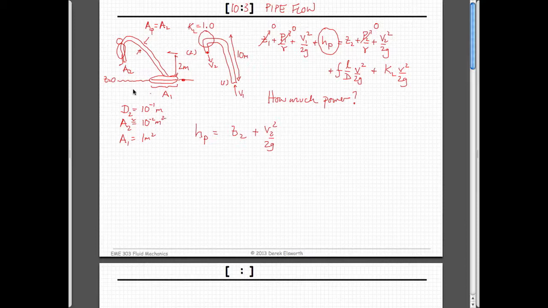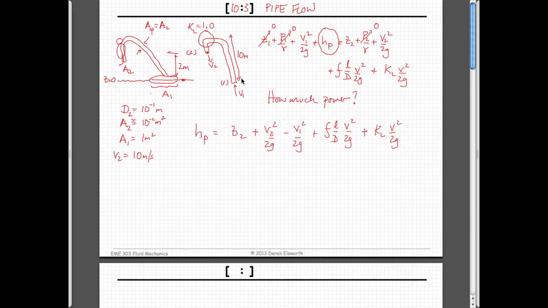The other thing that I guess we need to know is how quickly it's coming out of here. Let's take V2 equal to 10 meters a second. That's the other piece of information. We're going to take this magnitude off the left-hand side and subtract V1 squared over 2G. And we've already had this property here, and we have these losses, which are friction factor, length over diameter, times V squared over 2G, plus this loss coefficient times V squared over 2G.